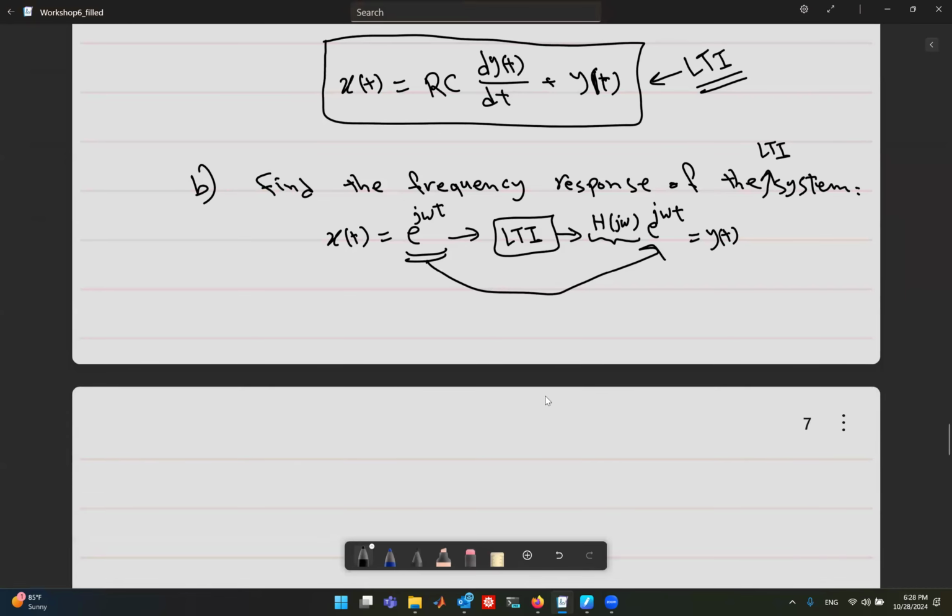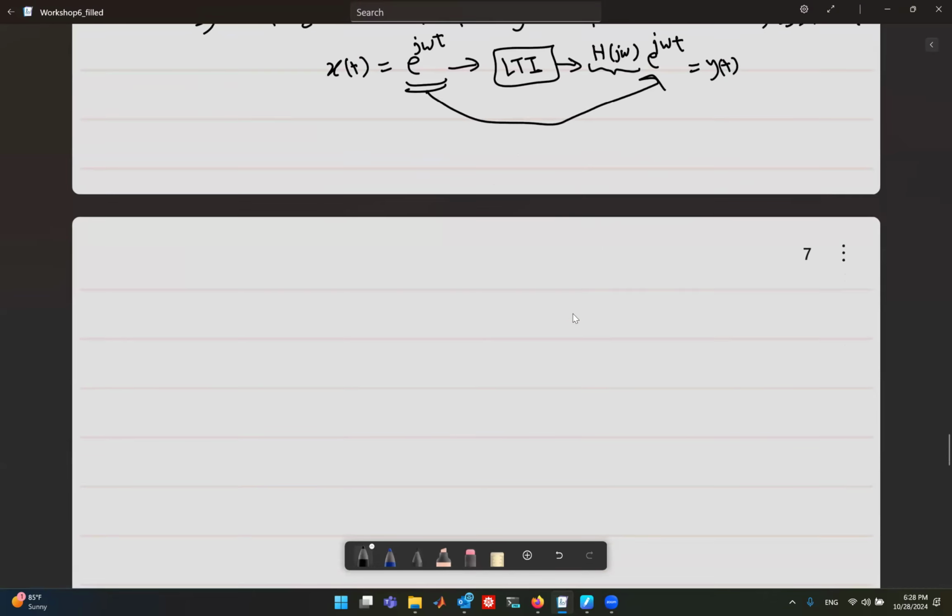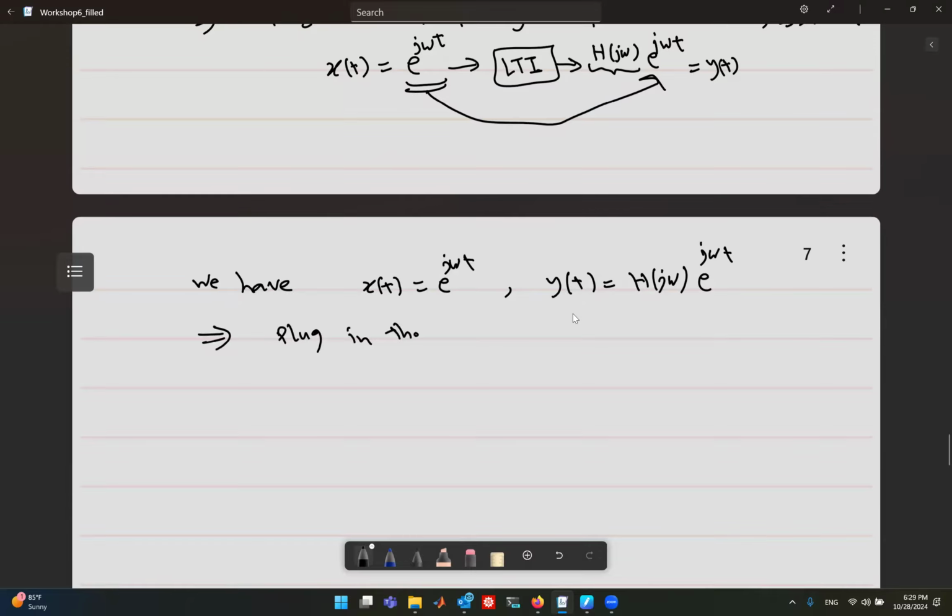Let's do that. Now we have this input-output pair, x of t equals exponential j omega t, and y of t, the corresponding output for this input, is the frequency response of the system scaling the same signal, exponential j omega t. Then plug those into the differential equation.